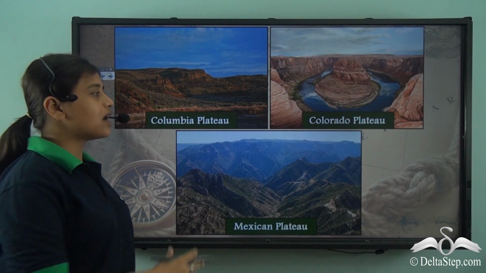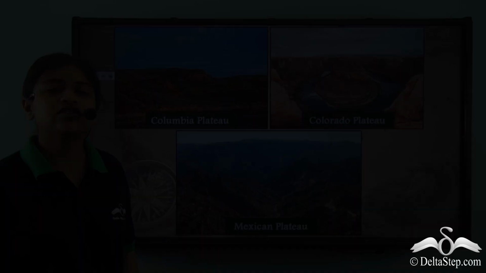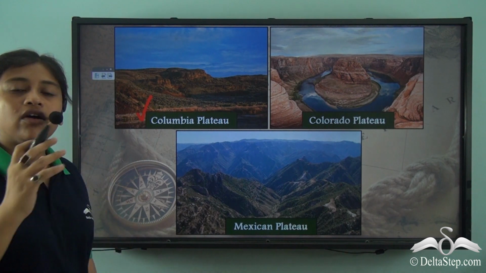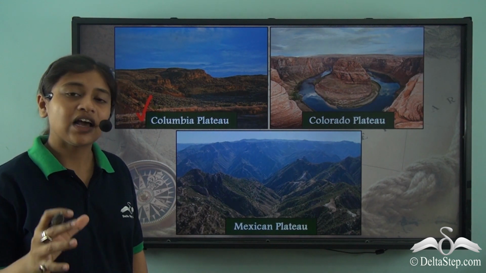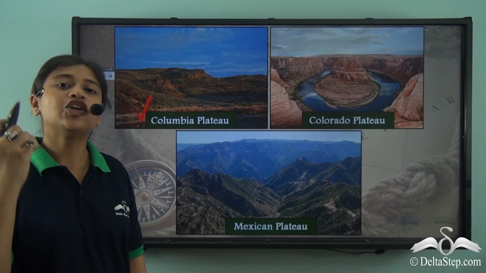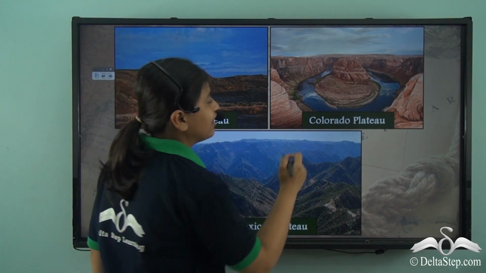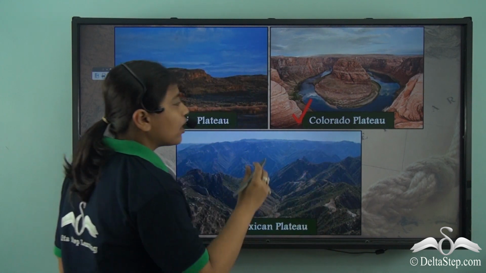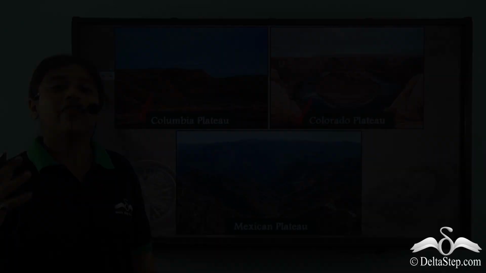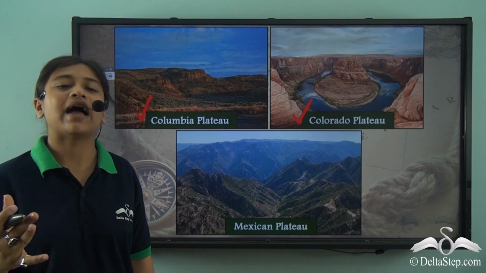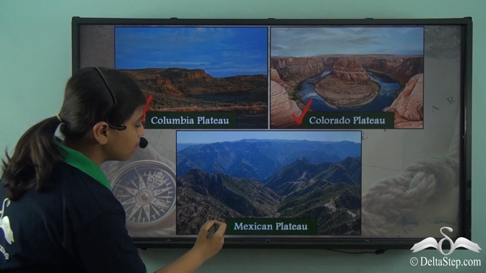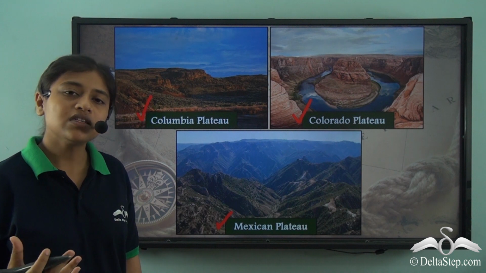So here are some important intermountain plateaus that we just looked at. So the first is the Columbia Plateau. Now Columbia Plateau is one of the sites where the earth has witnessed the largest overflow of lava in human history. On the other hand, we have the Colorado Plateau. Now Colorado Plateau is another very famous and important plateau that consists of rocks that can be dated back to around 350 million years ago. Next we have the Mexican Plateau, which is another important intermountain plateau.